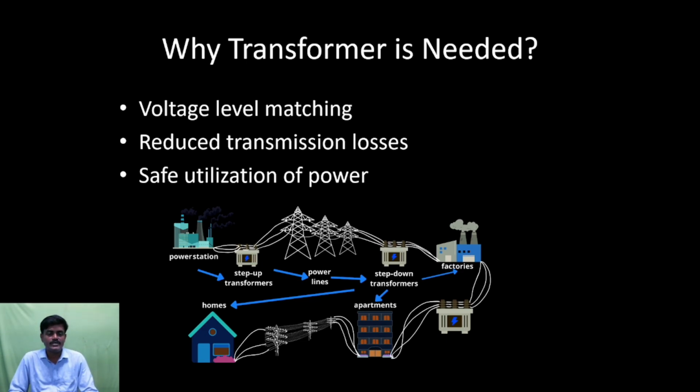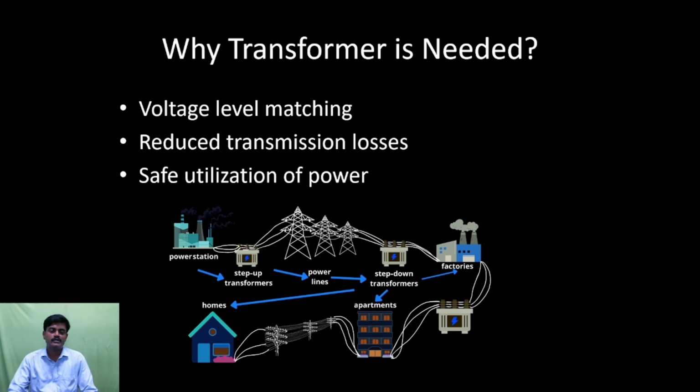Then comes the safe utilization of power. Suppose we make a wrong electrical connection on our side. A short circuit may occur. If I connect this line directly to the generating station, the generating station also gets affected by the short circuit at the receiving end on the consumer side. So to isolate the circuit, we mainly use the transformer.